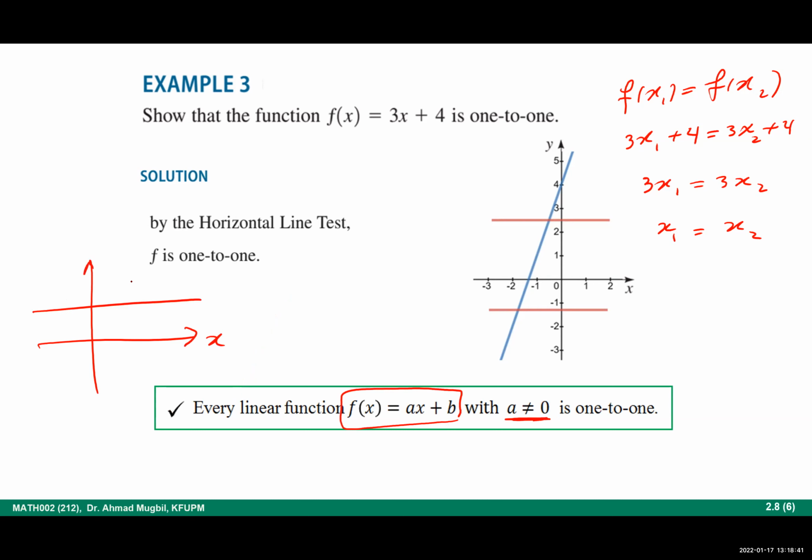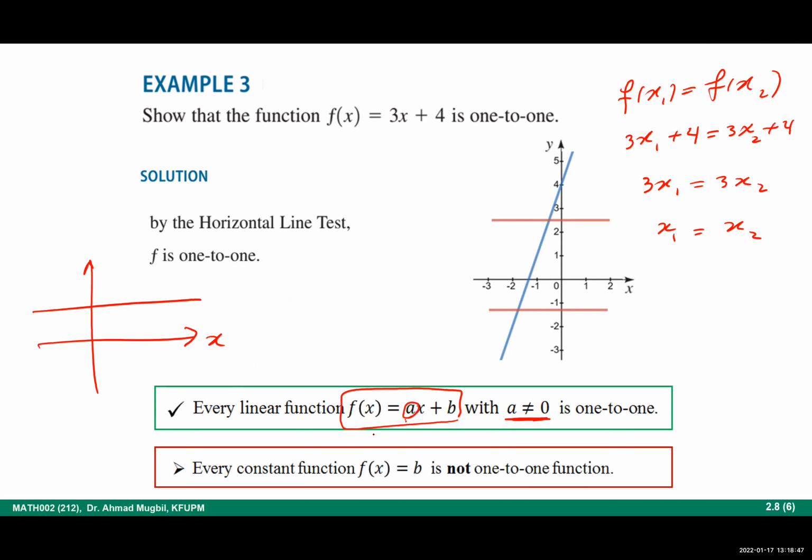Why? What will happen if a is 0? You will get f of x equals a constant. What is this function? A constant function. Its graph is a horizontal line. Let's say, for example, f of x equals 3, so y equals 3. It is not 1 to 1. Why? By the horizontal line test.